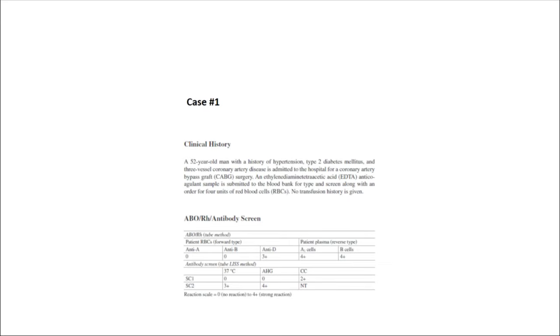So Tahid, what is the relevant history here? So over here, I guess the relevant history would be patient having CABG surgery and no transfusion history. Right. So the patient is having CABG surgery, which is a fairly big surgery, obviously, and may be at risk for transfusion. Oftentimes, unfortunately, we do not get a transfusion history. So what is the patient's ABO and RH type? The patient's O positive.